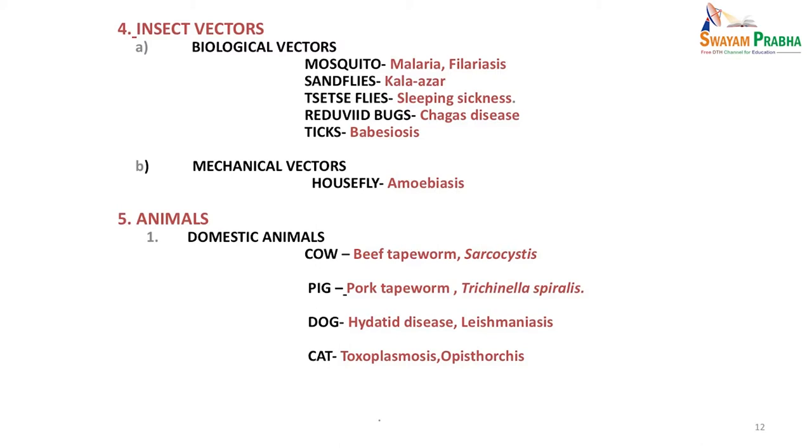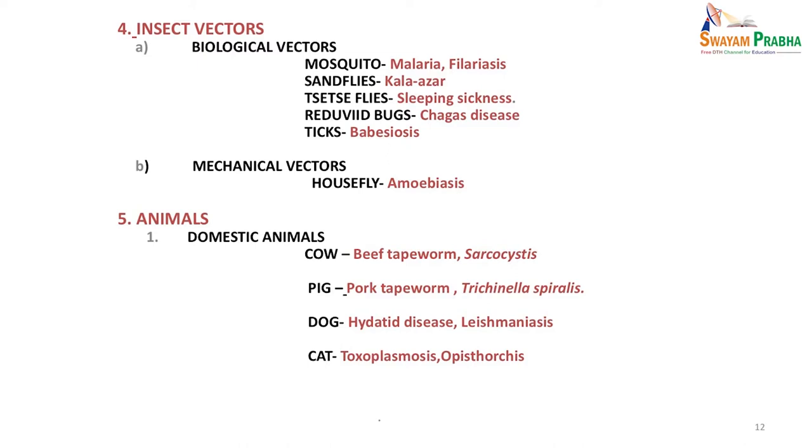They could be biological vectors, like the mosquito. Biological vectors means that the parasite could multiply within these vectors and change its form of development. This occurs in mosquitoes for malaria and filariasis, sand flies in kala-azar, tsetse flies in sleeping sickness, reduviid bugs and ticks. While mechanical vectors means they do not develop in the vectors, but they are just carried mechanically on their feet, and they plant it from one food to another, like occurs in the case of housefly when you can get amoebiasis.